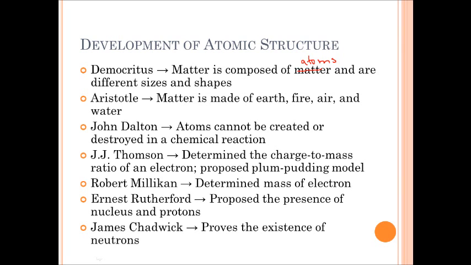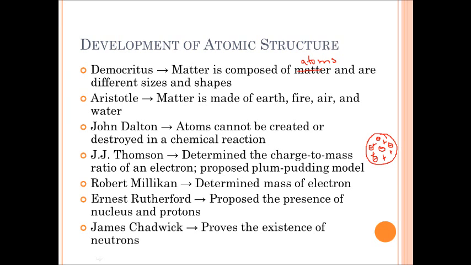Same idea. Then J.J. Thomson figured out the charge to mass ratio of an electron, and he proposed what we call the plum pudding model. That's where you have basically a substance of positive ions, and in between these positive ions are floating electrons. Almost think about it as like a chocolate chip cookie. The batter itself is the positive material, the chocolate chips are the negative ions.